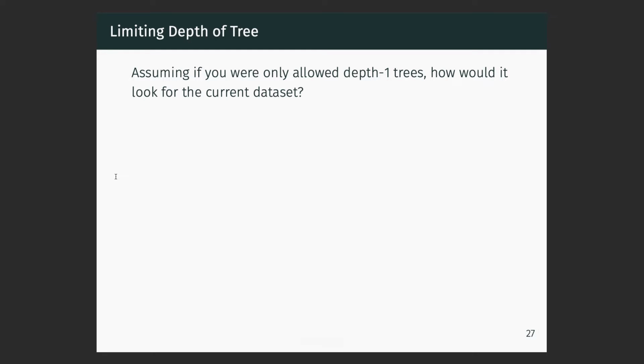Okay, question for all of you. For some reason, let's say we are constrained by memory or processing power, or there is some particular reason. You've been told that you can create only a depth one tree. You cannot go deeper and create all the possible levels in the tree. Only depth one for the current data set. How do you think you will create that?